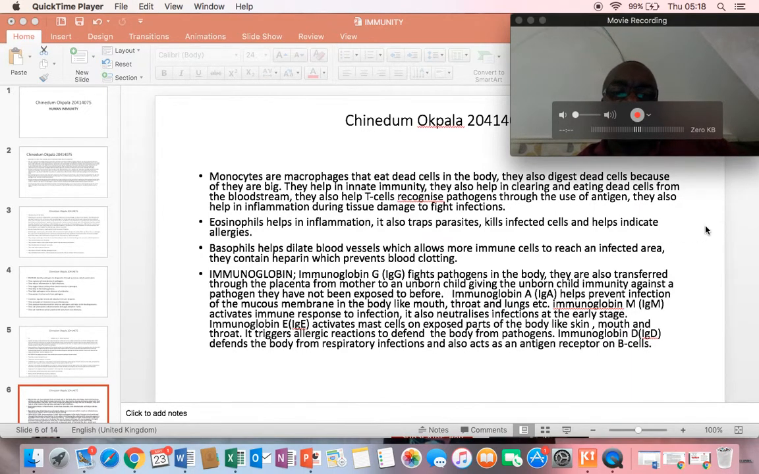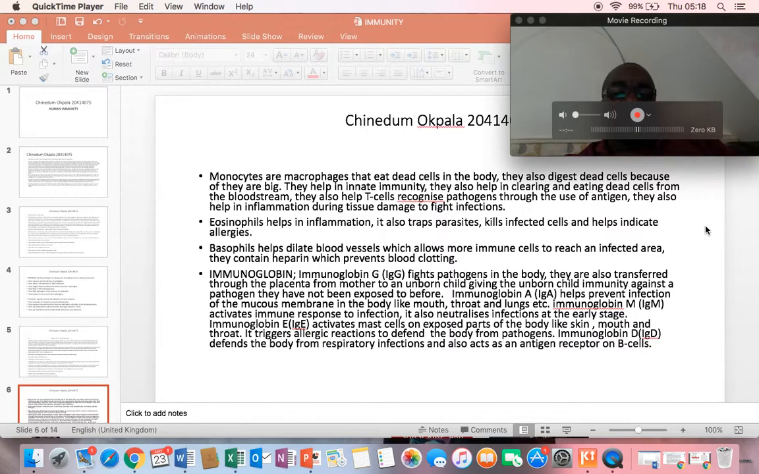Monocytes are macrophages that eat dead cells in the body. They also digest dead cells because they are big. They help in innate immunity. They also help in clearing and eating dead cells from the bloodstream.